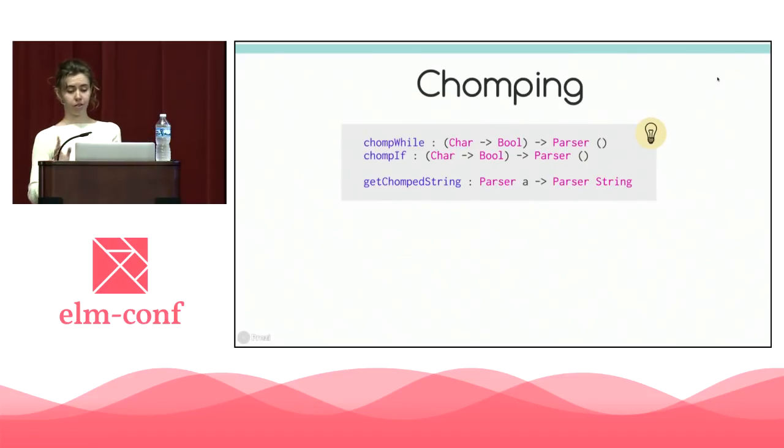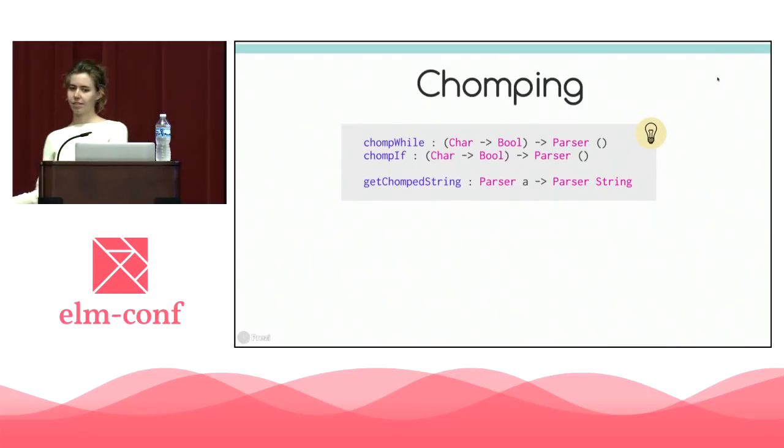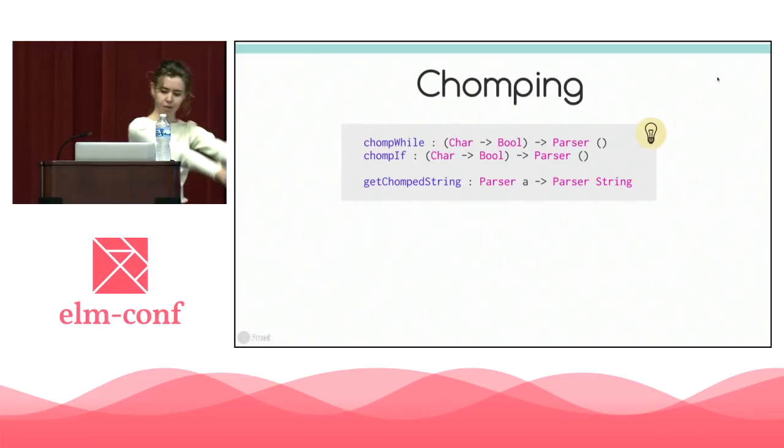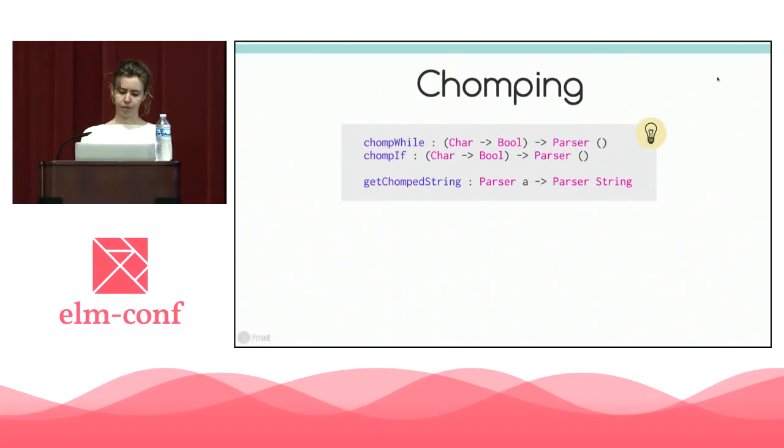Now, the observant listener will have noticed that these do not return a parser of string. It returns a parser of unit, which is silly, because I know how to make a unit. I don't need to parse it. But Evan thought of that, so he made another function called getChompString. And that does what the name suggests: if you chomped some characters, it gets you the string that you chomped. So this is all very abstract, so let's take a look at some examples first.